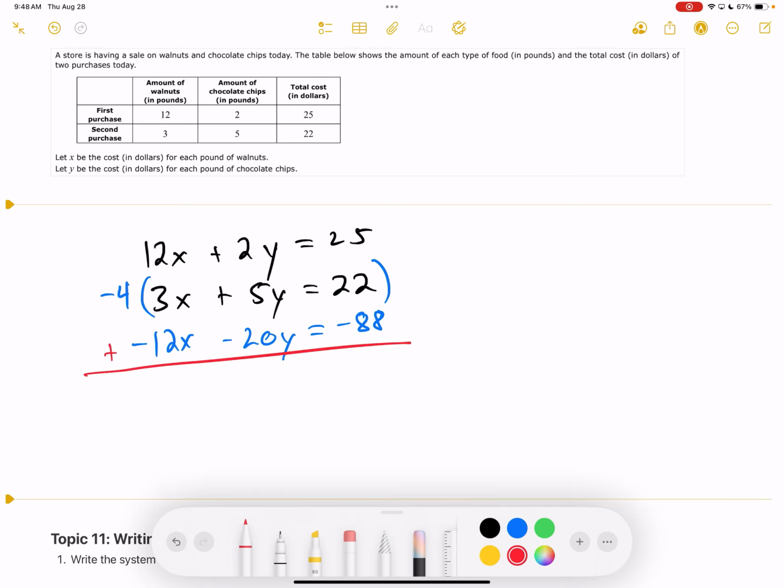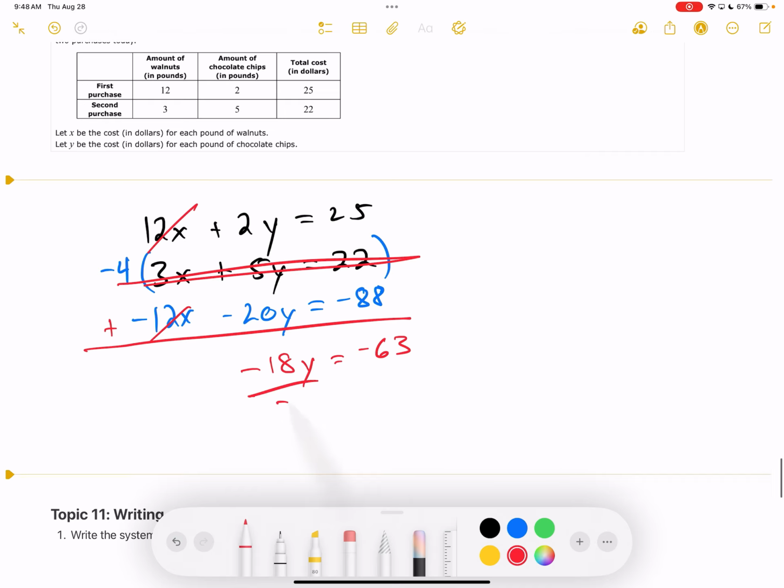So add these up. 12x minus 12x, those cancel out. 2 minus 20. We're not looking at this one. We're just looking at the top and the bottom. 2 minus 20 is -18. And that would be -63. So again, since we're talking about money, I bet we get a decimal. That's 3.5.